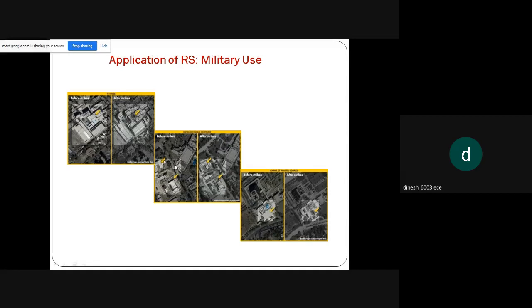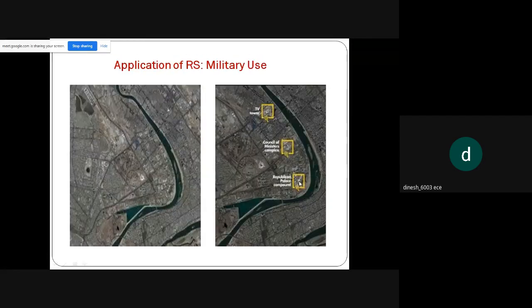Similarly, you can see here before the strike, after the strike, before the strike, after the strike. So here, the Republican Palace compound, military attack.